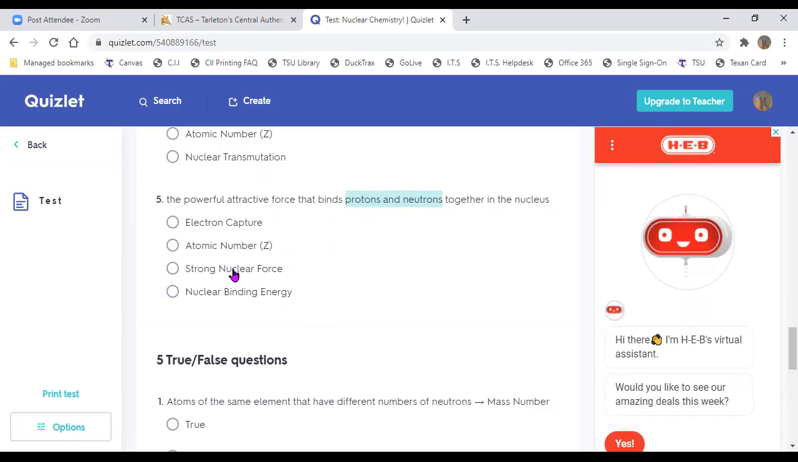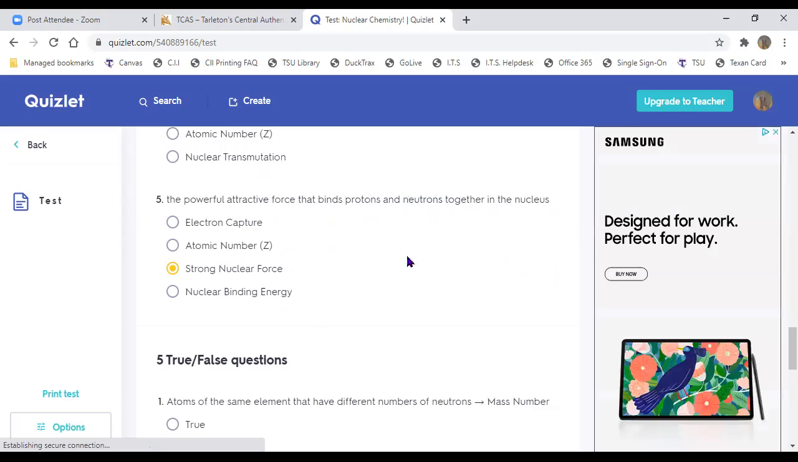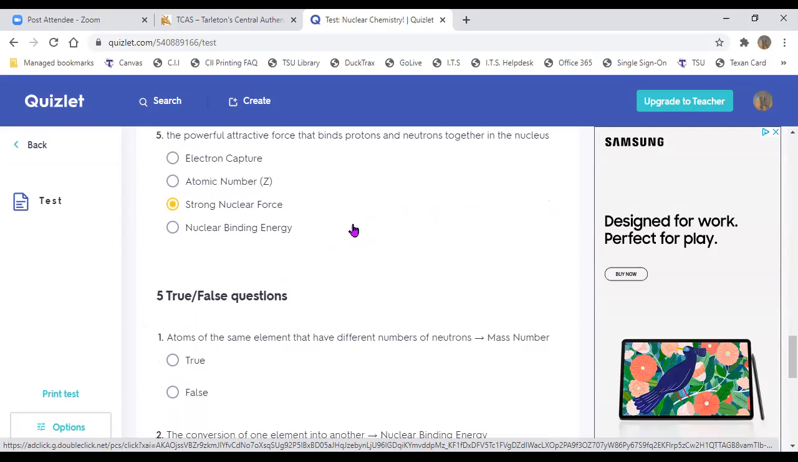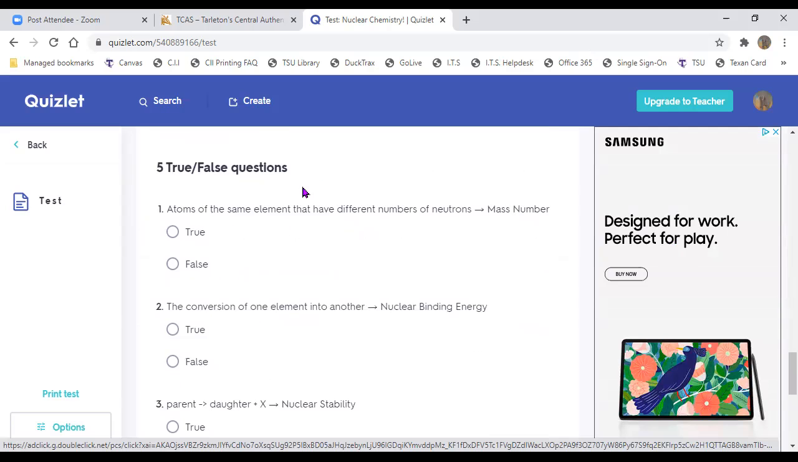Strong nuclear force. Yeah. And that one, again, is just a general definition that she gave us. Just helpful to know so that whenever she gets more in detail, you know what she's talking about. So strong nuclear force is the powerful attractive force that binds protons and neutrons together in the nucleus.